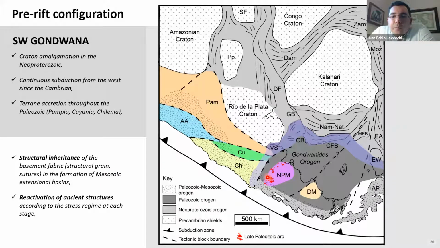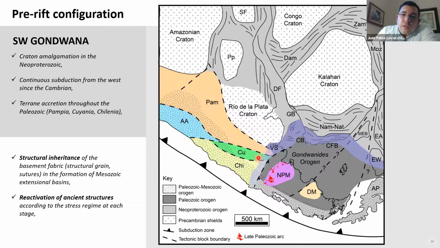This is a pre-rift configuration, and it is very important to highlight here the inheritance of the basement. Here we see all the cratonic blocks, the cratons and the orogens that were responsible for the amalgamation of these cratons and formation of the supercontinent. We also see tectonic plates that were accreted to the southwestern margin of Gondwana, produced by subduction and accretion throughout the Paleozoic, and finally the Patagonia terrane here to the south.